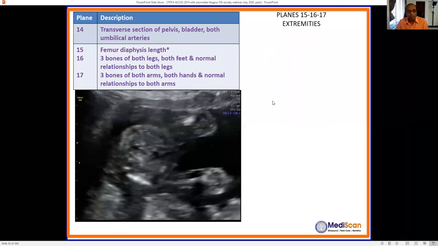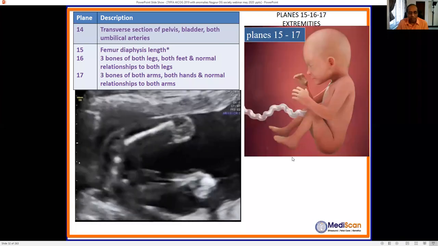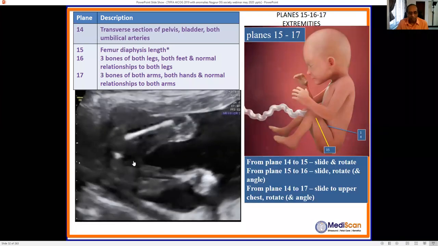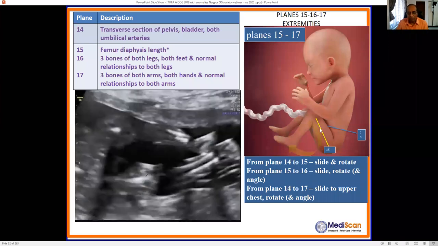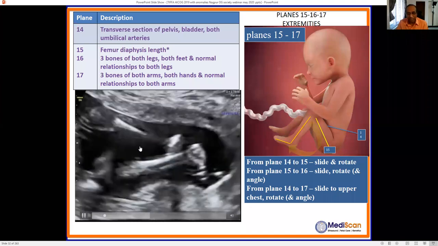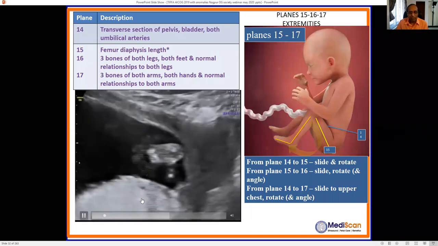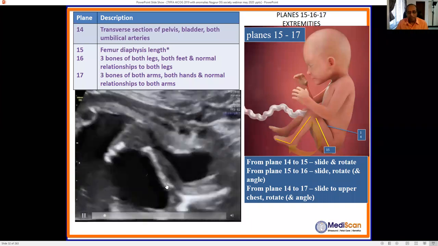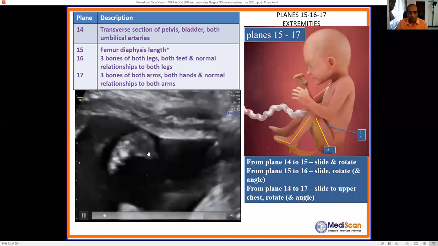Thank you. So, planes 15, 16 and 17 are the extremities. We finished at the level of the pelvis and bladder. And very easy, from the pelvis and bladder, we just move down. Immediately, you will start seeing the femur. The moment you see the femur, try to get the femur as horizontal as possible. And from then on, we rotate the probe so that you will get the leg and the foot. It's important to see both feet at the same level, telling you that both the segments of the limb are equal. Then we look at the feet. We actually don't need to count the toes, but the right angle relationship of the leg to the foot must be evaluated.